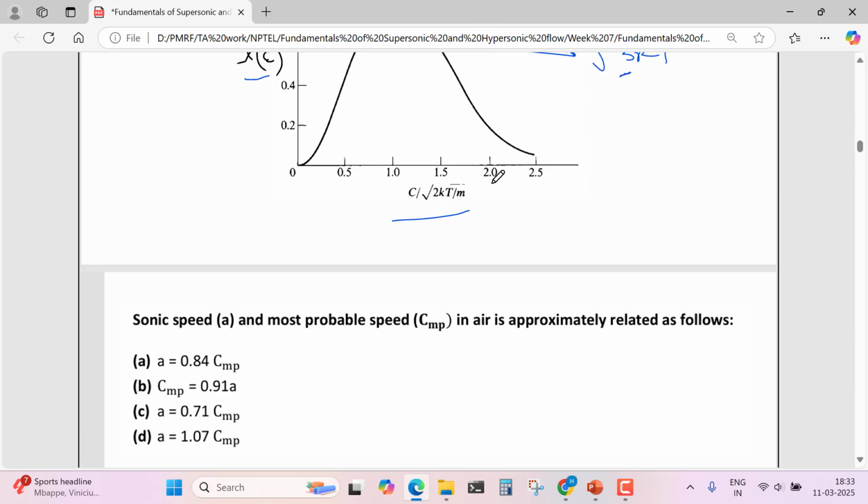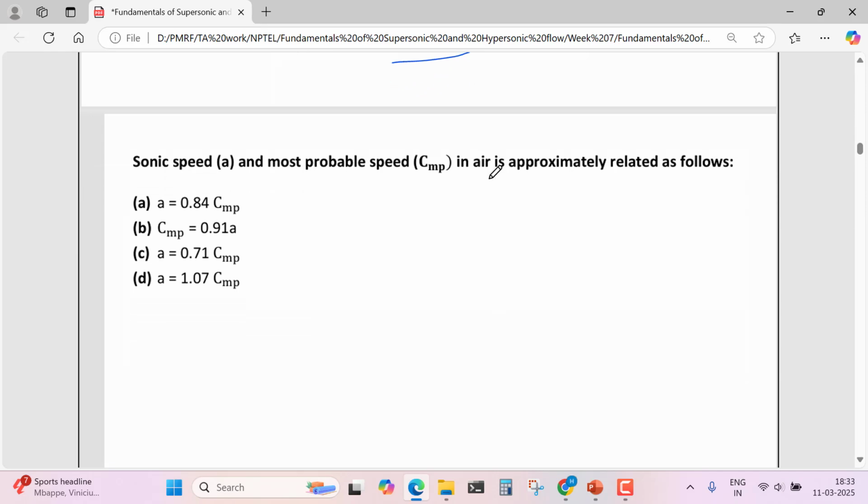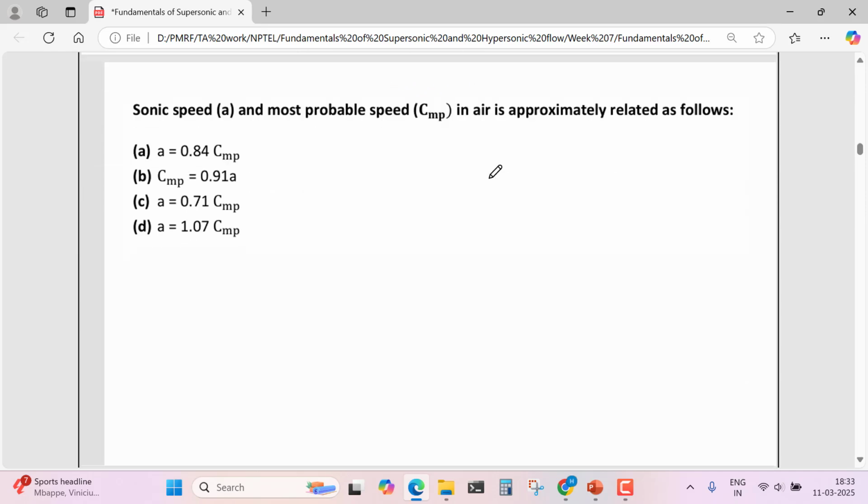If there is no doubt, then we will see one problem. Sonic speed A and most probable speed C_mp in air are approximately related as follows. Option A, A equal to 0.84 C_mp. Option B, C_mp equal to 0.91 A. Option C, A equal to 0.71 C_mp. Option D, A equal to 1.07 C_mp.